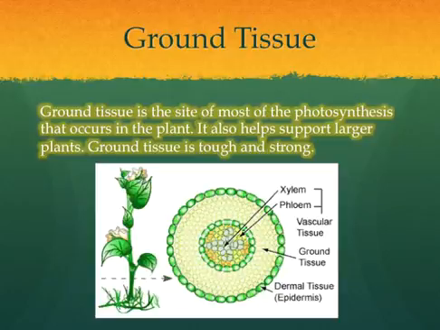Ground tissue is the site of most of the photosynthesis that occurs in the plant. It also helps support larger plants. Ground tissue is tough and strong. The cells that lie between dermal and vascular tissues make up the ground tissue.